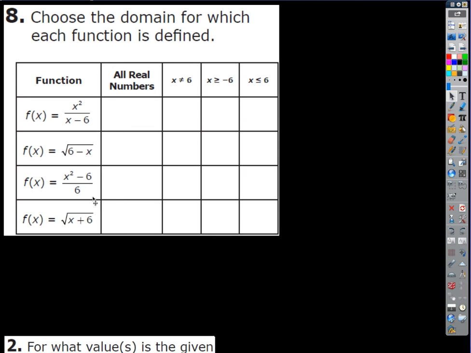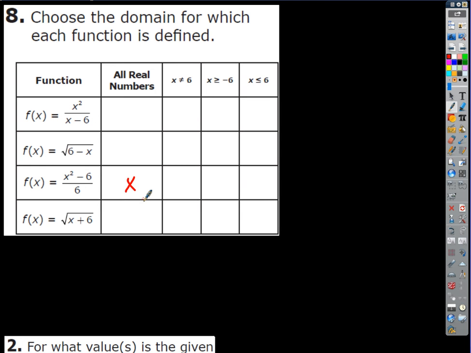The other functions, function 1 and function 3, well, we can't divide by 0. Are we ever in any danger of dividing by 0 with this third function? No, because what's on the bottom? 6. 6 is not 0. 6 is a constant, it's not changing, right? So there's no red flags on that one at all. There's no variables in the bottom, there's no square roots, and so for that one, there's no value of x that we couldn't use. They're all fair game, so that one would be all real numbers.